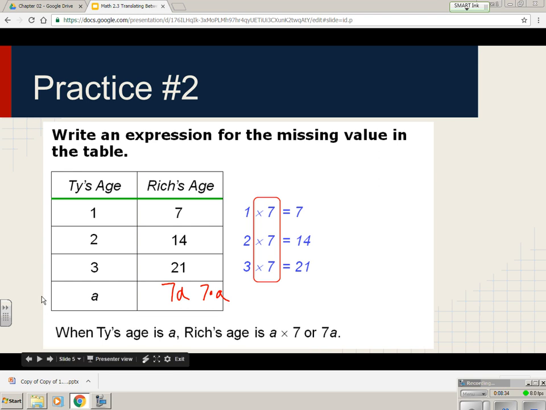So the answer here, when Ty's age is A, Rich is A times 7, or 7A. Your choice if you want to write this down or not.